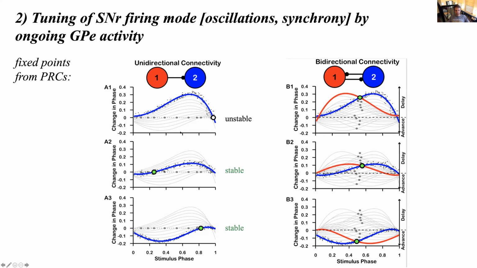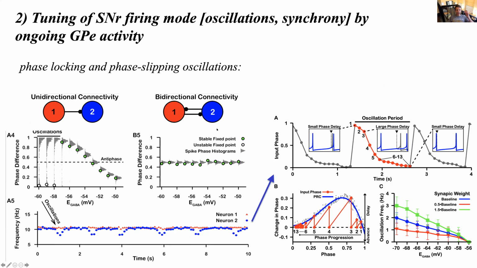Okay, so again, when we tune E-GABA, we move the position of the fixed point, which determines the phase relationship between these two cells, okay, and we change its stability. Now in a bidirectional pair of neurons, they're both stimulating each other. The PRCs change with E-GABA, that's what's shown in blue and red here, but the fixed point location pretty much stays put, and it remains stable.